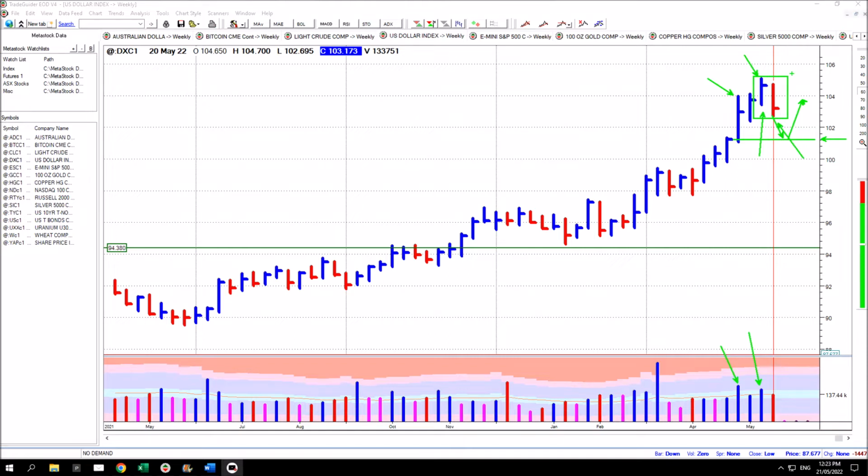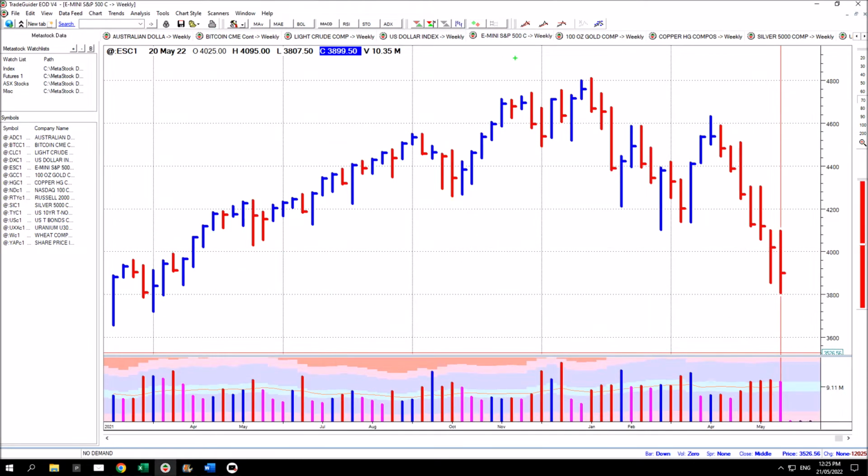Some supply has come into this market. It's been a while. It's been uptrending for quite a long time. Some supply has been drawn out, and we'll just have to see what sort of response there is over the next few weeks. The next chart is E-mini futures.